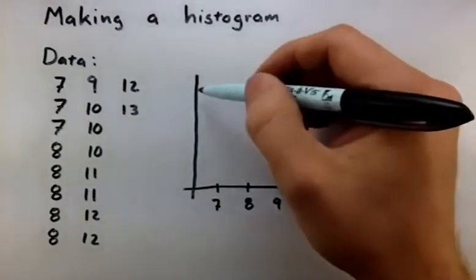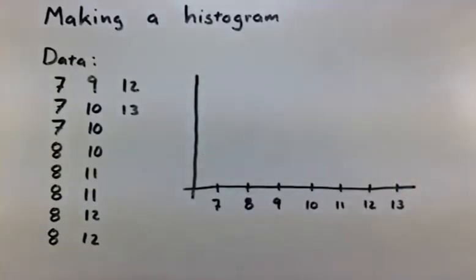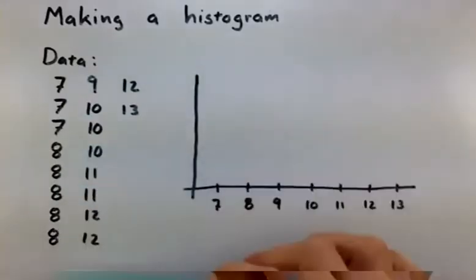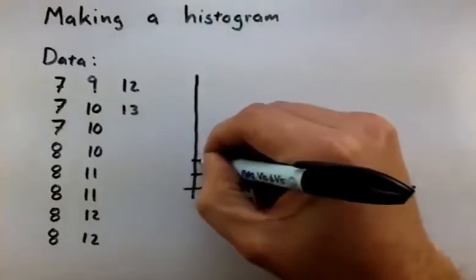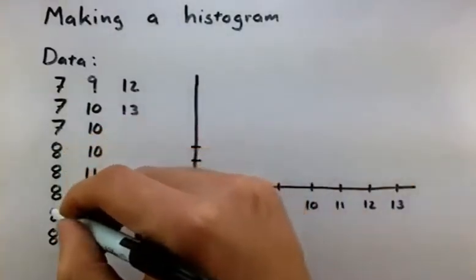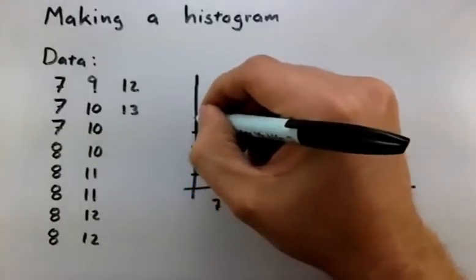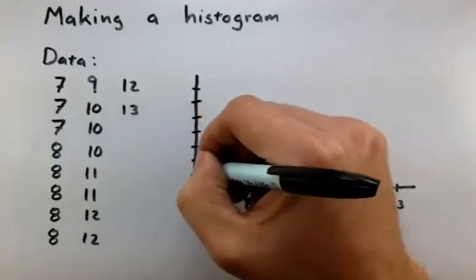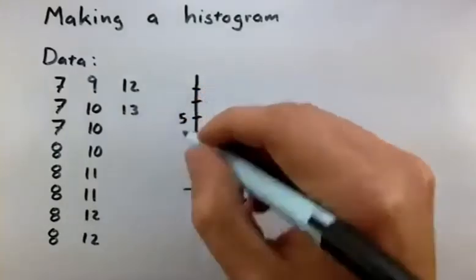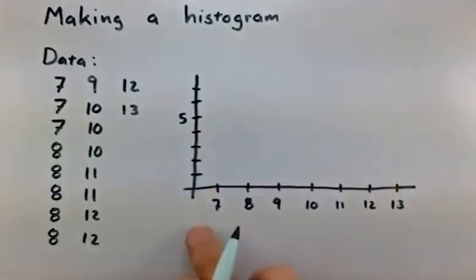Now, along the vertical bar, this is where we put our frequency. In other words, how many of these things do we have? Well, looking at all my data, looks like the smallest number of things is maybe only one of them. And the maximum number of things I have is 1, 2, 3, 4, 5. Okay? So I want to make sure that my scale over here has enough to handle at least 5 things. There we go. So again, this represents frequency, and this represents the values of our variables.